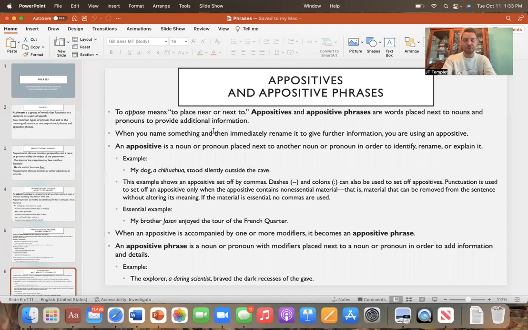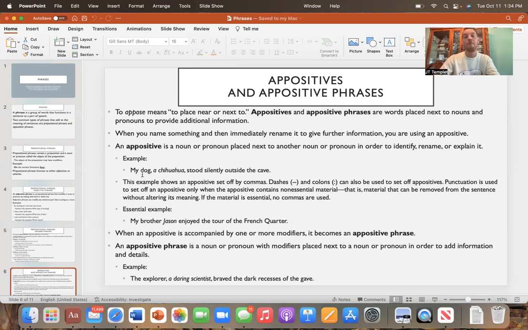Another type of phrase is the appositive phrase. And appositive means not oppose as in battle or be against, but appose, which means to place near or next to. Appositives and appositive phrases are words placed next to nouns and pronouns to provide additional information. This is a fancy word for something we use all the time. It's when you name something and then immediately rename it or re-clarify it to give further information. That's using an appositive. It is a noun or pronoun placed next to another noun or pronoun in order to identify, rename, or explain it.